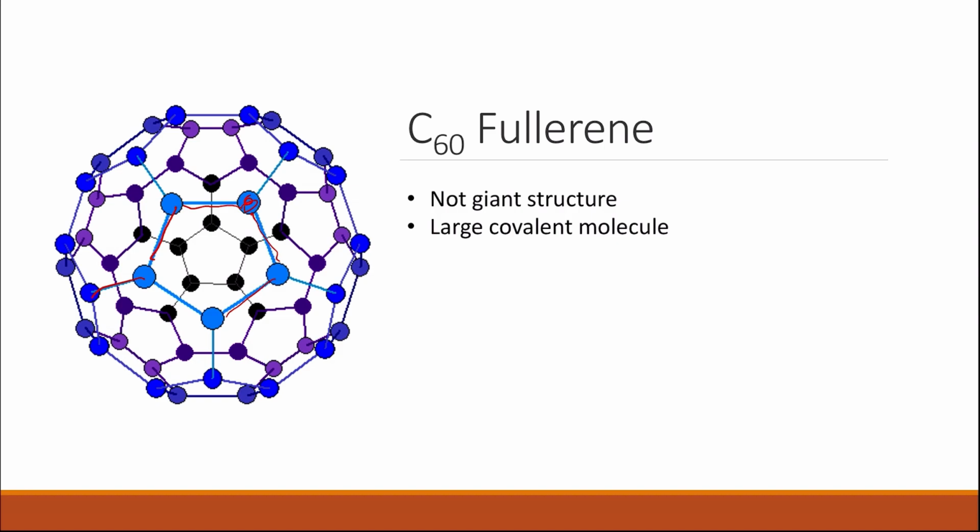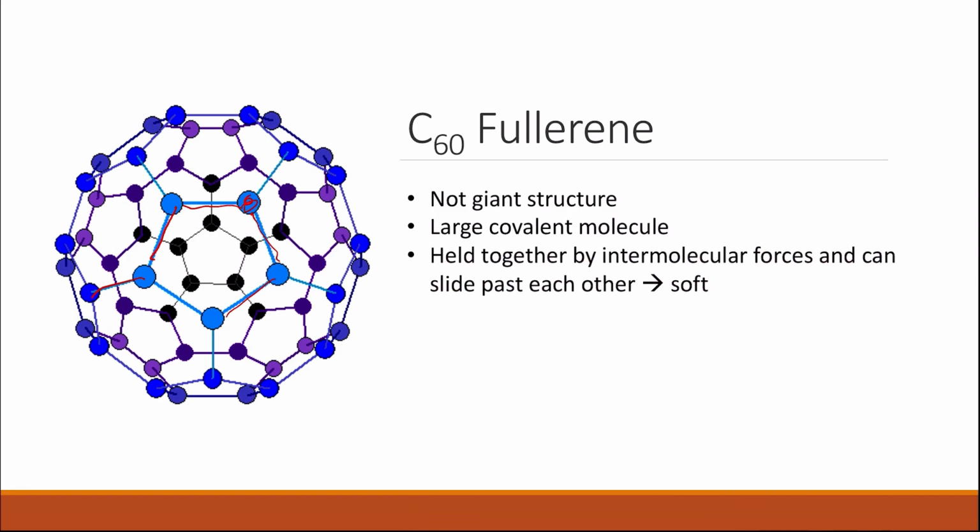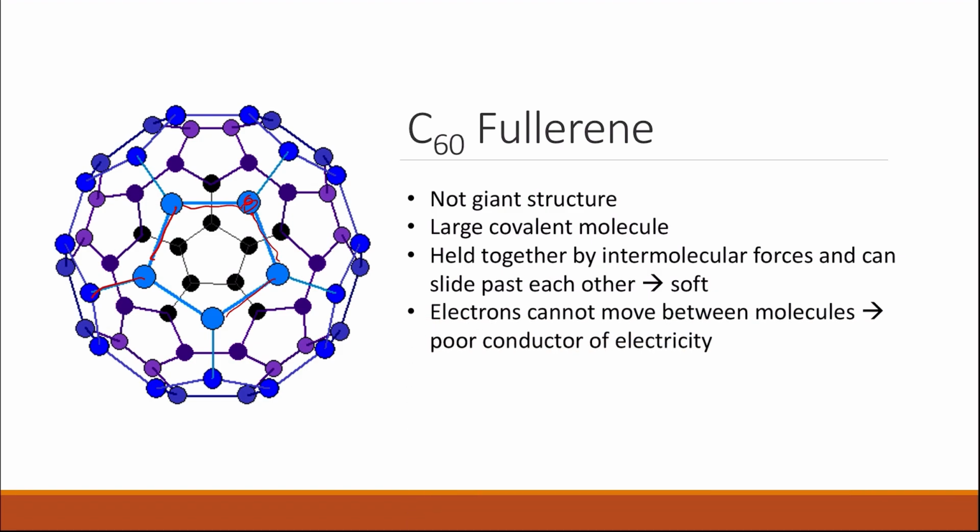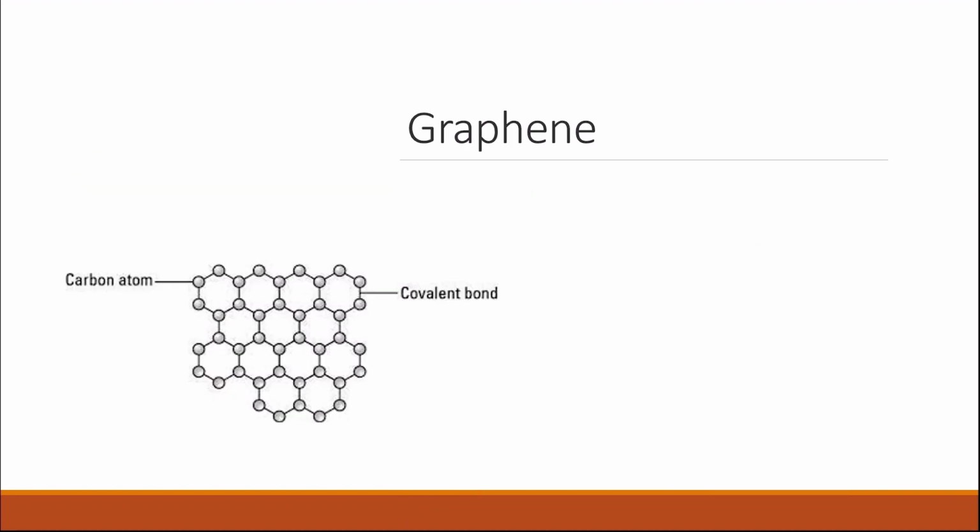However, this delocalized electron cannot move between the different molecules, so fullerene does not conduct electricity or is a poor conductor of electricity. The different molecules are held together by weak intermolecular forces in the same way as graphite, and they can slide past each other, so C60 fullerene is soft. And as we said, it's a poor conductor of electricity.